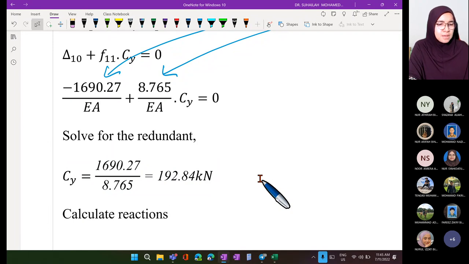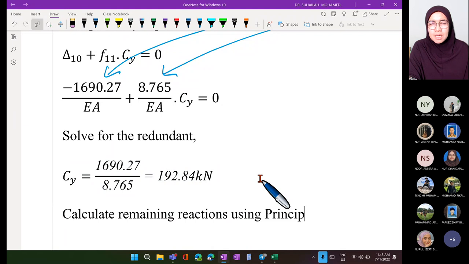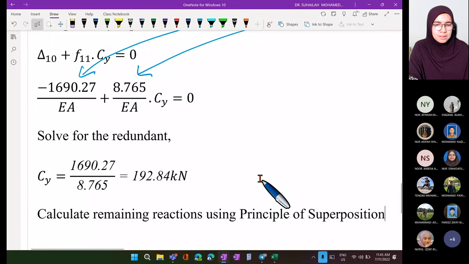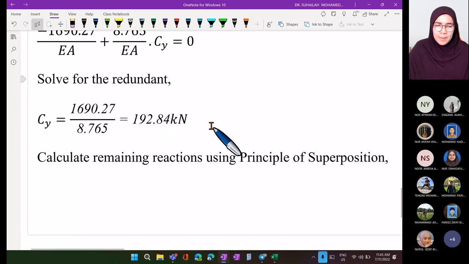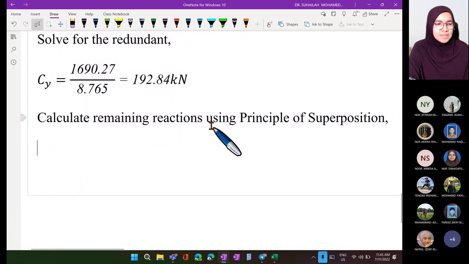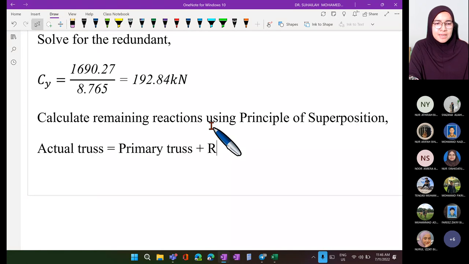This is remaining reaction, yeah. Remaining reaction. Okay, using principle of superposition. Both will be using principle of superposition. Okay, reaction first. Always remember, okay, the general equation, actual Truss equal to primary Truss plus redundant CY in this case, apply.